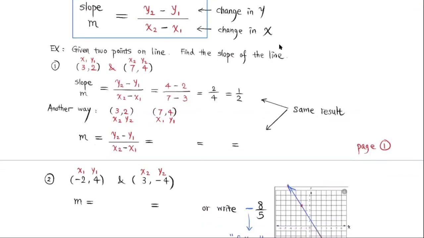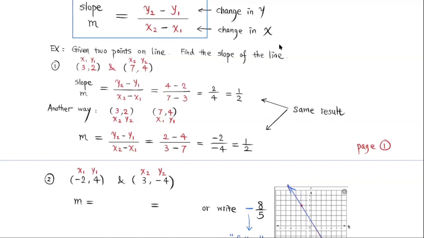Now, another way to do this is, some people will say, what happens if I label this x1 and y1 and label the other one here x2, y2? Let's try that out and see if we get the same answer. So if we do it this way, y2 minus y1 will be 2 minus 4. x2 minus x1 will be 3 minus 7. Now the answer here will be -2 over -4. However, if you reduce it, you also get the same answer, which is 1/2. So it's the same result.